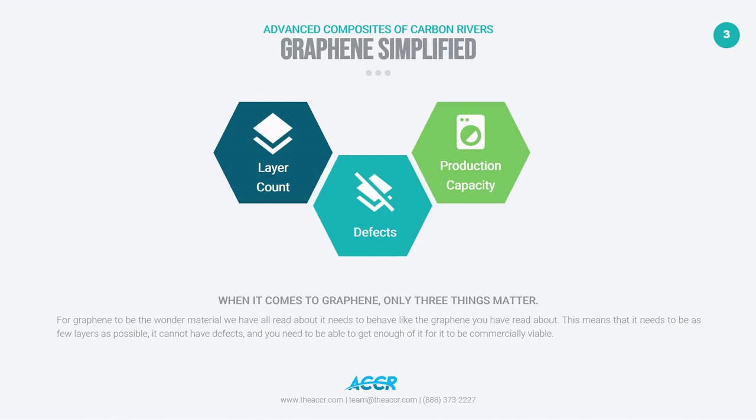There are three things you need to know in order to be able to identify quality graphene. The first is layer count, the second is are defects present in the graphene, and the third is the graphene produced in sufficient quantities to make it commercially viable.